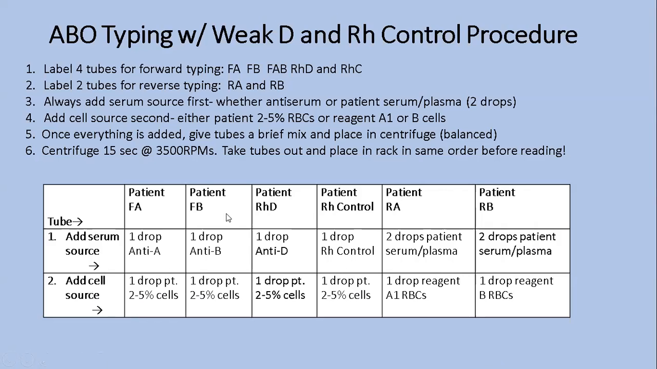So once we've added everything, we give them a little brief mix. We place them balanced in our centrifuge. We're going to centrifuge for 15 seconds at 3,500 RPMs. And when we are finished, we're going to take those tubes out and put them back in order in our rack, the same way, before reading.